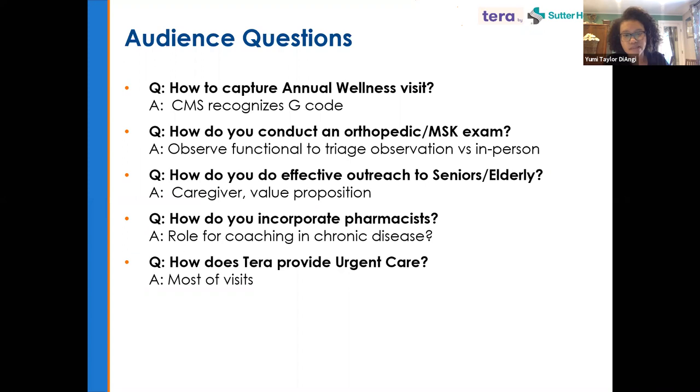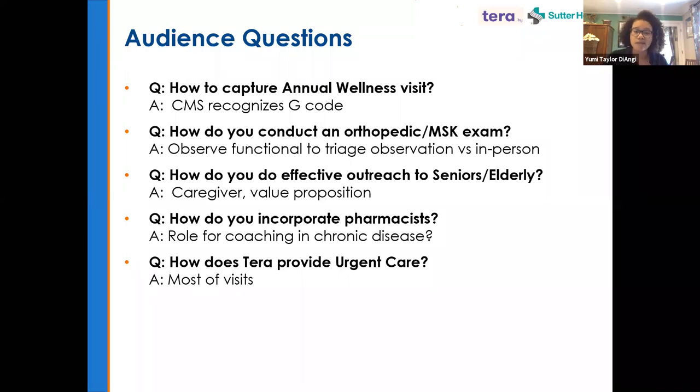How do you do effective outreach to seniors and elderly? I talked about caregivers playing a very critical role. And then, something I didn't mention as much, really explaining how the process works. This is new for patients. It's the analogy of the horse and buggy and never having experienced a car, or the Xerox machine. We found it's taken a lot of education around the model, what virtual care is, that they're not getting anything less, and that they have the option, when they need a higher level of care, for that to occur.